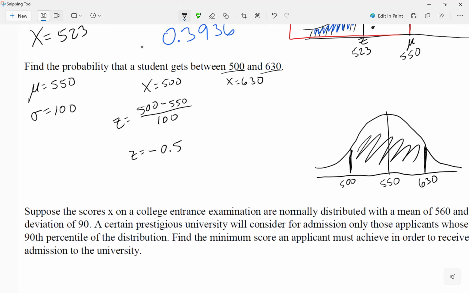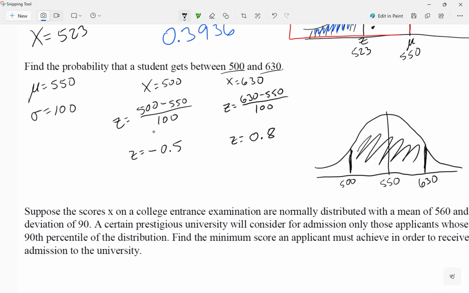So it makes sense. My 630 is to the right of my mu. So I actually expect my z-score to be positive. But let's see, my z-score in here is going to be 630 minus 550, all of this divided by 100. I use my calculator and it gives me positive 0.8. Okay. Let me use my z-score table, and I'm checking for negative 0.5, or in this case, I'm actually checking for positive 0.5 because there's no negatives on my table.